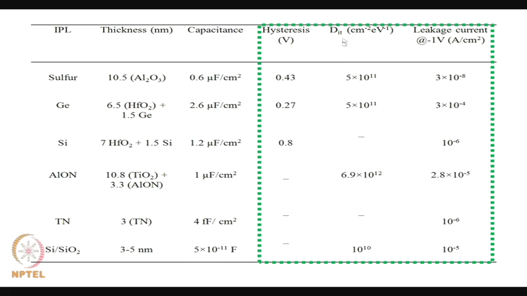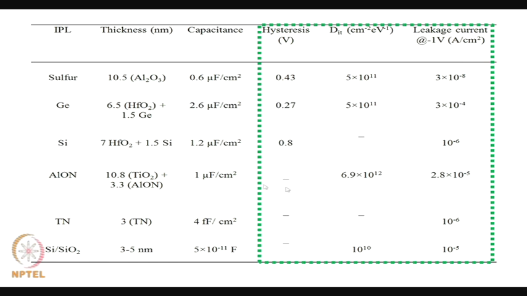So, DIT we have to go to 10 to the power 10, and till now such a small or lower value of DIT is not possible, and for leakage current we have found that the lowest is in the case of the sulfur treatment, which is 3 into 10 to the power minus 8. Even Si-SiO2 has a large leakage, 10 to the power minus 5, which is comparable to, and even worse than, other surface treated or surface passivated gallium arsenide MOS devices.